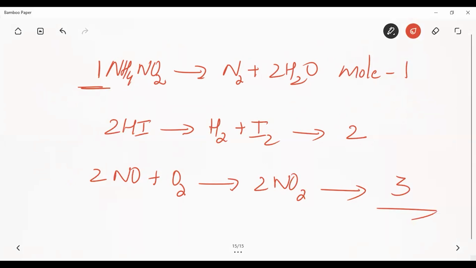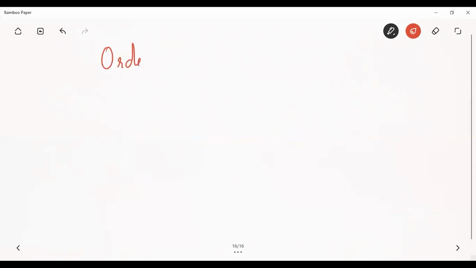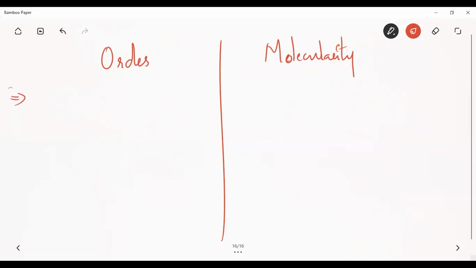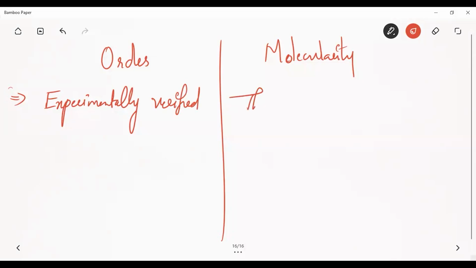Hope you understood. And you have to understand the difference between molecularity and order. I already said order is experimentally verified, but molecularity is not. It is just a theoretical concept. You have to know that. And order can have what? Whole numbers, zero, fractions, etc. Molecularity cannot have zero or fractions, only whole numbers. So just write down: order is experimentally verified, molecularity is only theoretical. Order can be zero, fraction, etc., and molecularity is only a whole number.